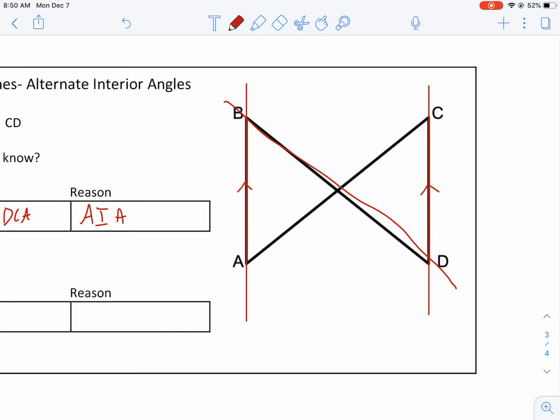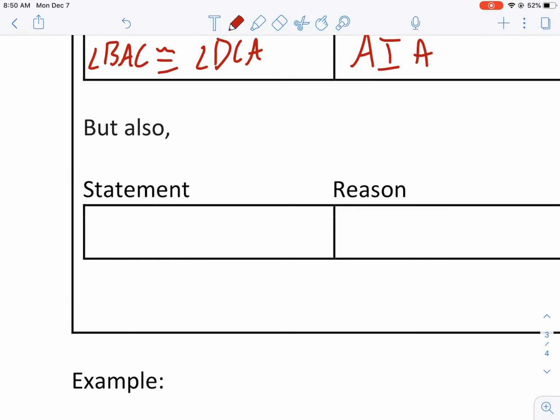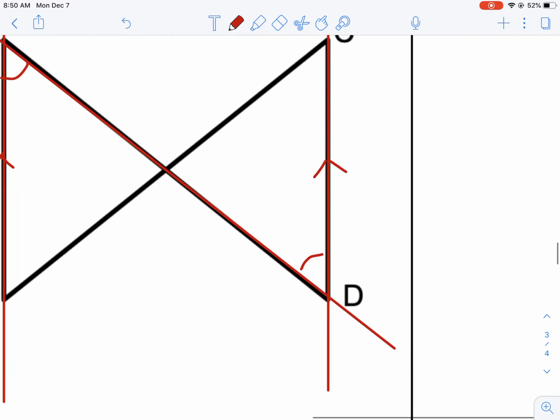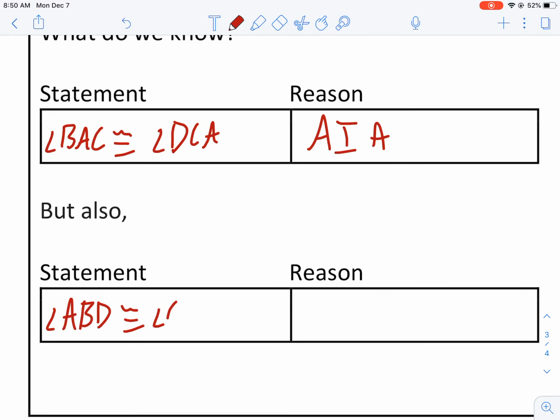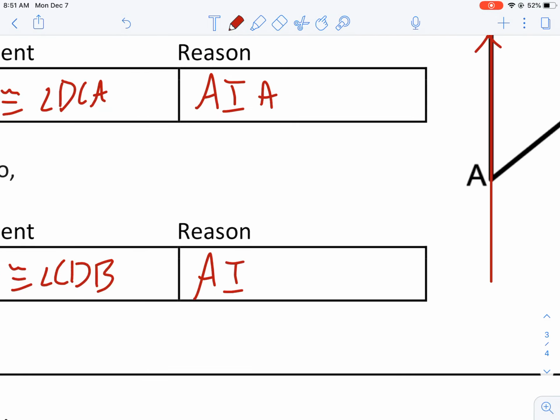It could be this transversal, all right? Which would mean we have a different pair of alternate interior angles. We have these right here. So you could pick either of the two. Maybe you need both, maybe you only need one. But for this one, we'd say angle ABD is congruent to angle CDB. And that'd also be alternate interior angles.